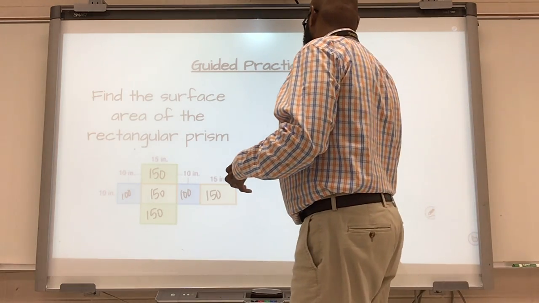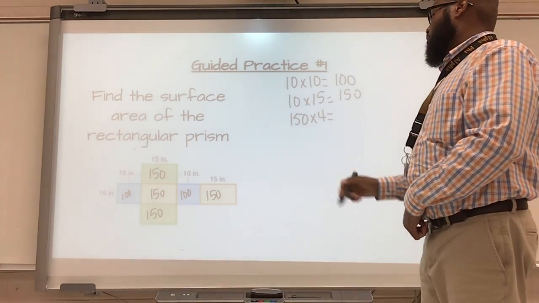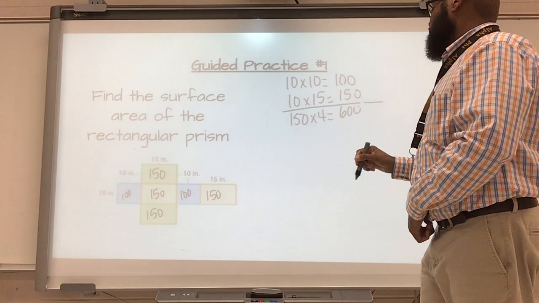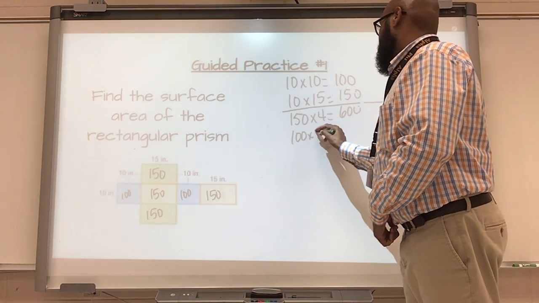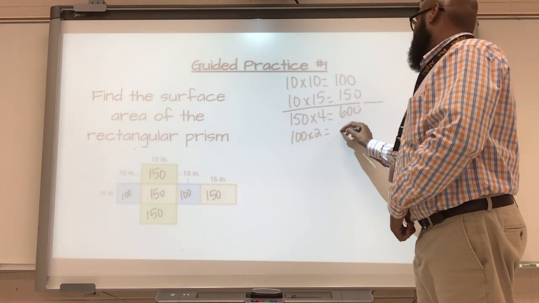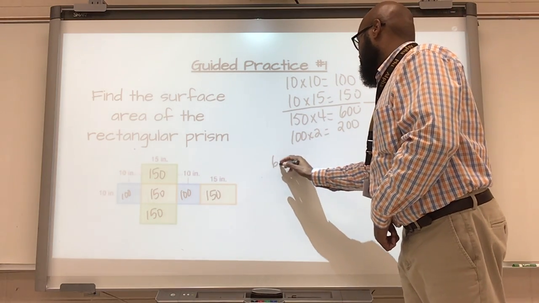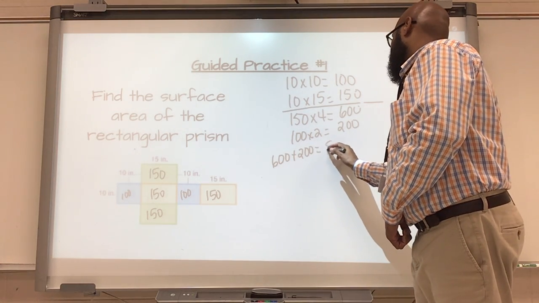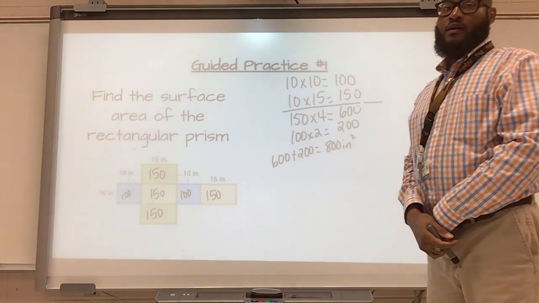To find the total surface area, we must take the products and add them together. So we have 150 times 4, which equals 600. Then we have 100 times 2, which equals 200. We must add those together, 600 plus 200, and that will give us 800 inches squared.